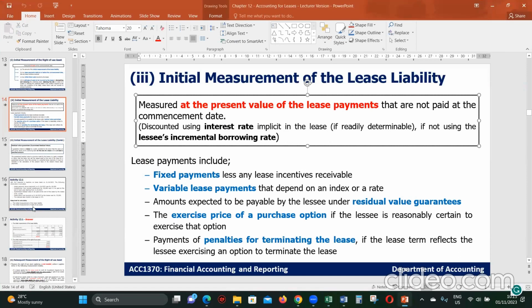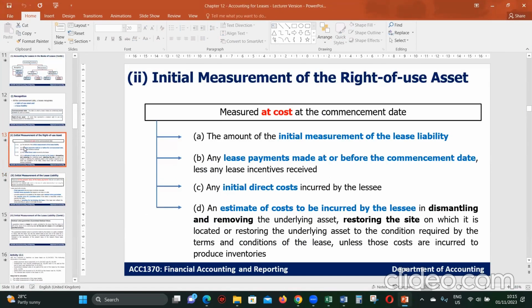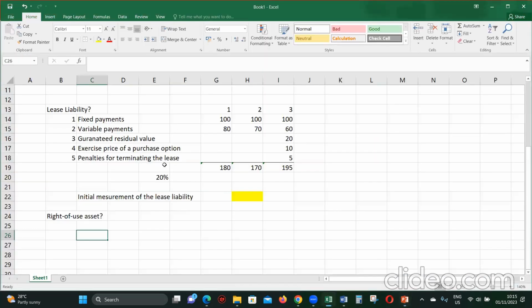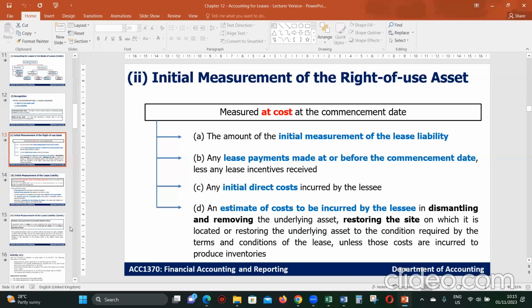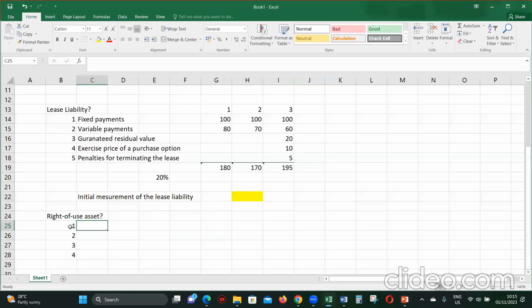You can refer to slide number 13, right? You have to take 4 things. So in the lease liability, there are 5 elements you need to remember. Here you need to remember 4 elements. What is the first one? The first one coming under right of use asset is the initial measurement of the lease liability. So you have computed your lease liability now using these 5 components. Now you have to take the answer to here. Initial measurement of the lease liability is the first component of your right of use asset.